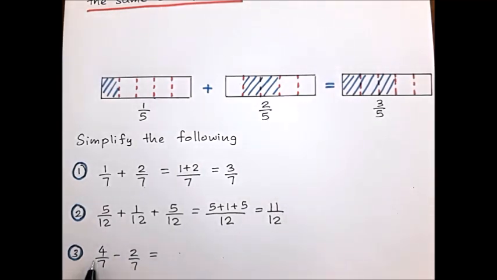Here you have to subtract these two fractions. Again, denominator is same. It is 7. Now subtract numerators. 4 minus 2, it is 2. Answer is 2 over 7.